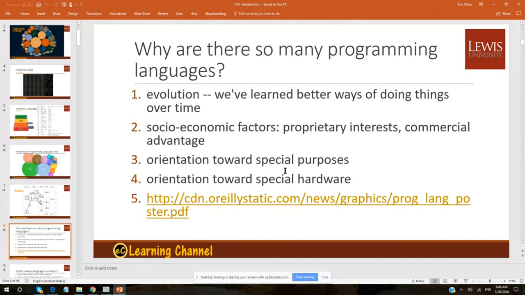And then there are special purpose languages, and hardware-specific languages. And we will give examples of this later.